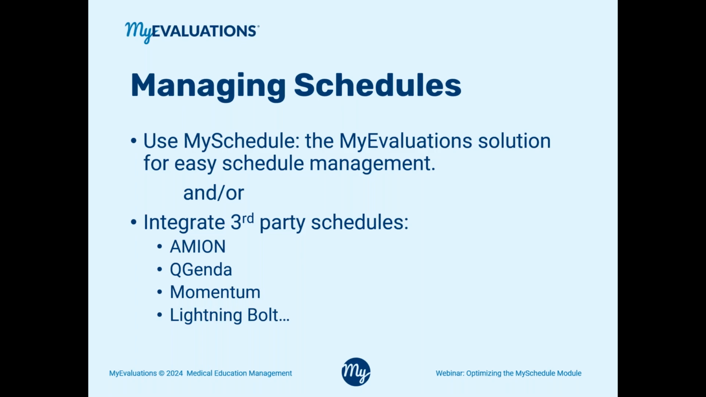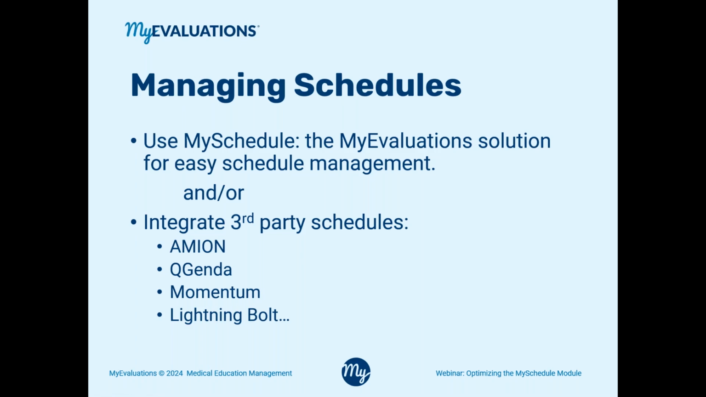These companies are standalone scheduling tools. They cost a considerable amount of money. MION is approximately $450 a year. QGenda is approximately $300 per trainee per year. Lightning Bolt, similar. Momentum, similar pricing as QGenda as well. These are full service scheduling tools and companies where they provide more of a concierge type service to you. So we are not trying to compete with those tools.